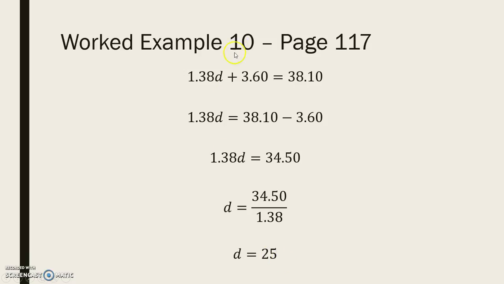Does that seem reasonable? Well, let's think about it like this. Substitute that back in there and work it out. We should get $38.10.